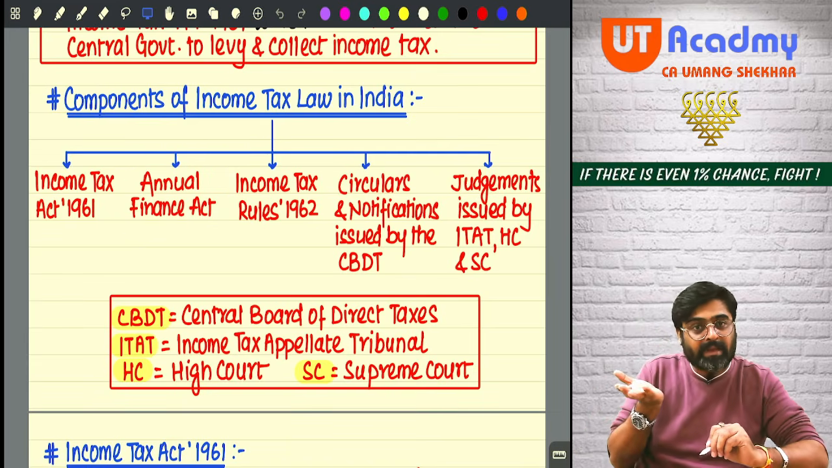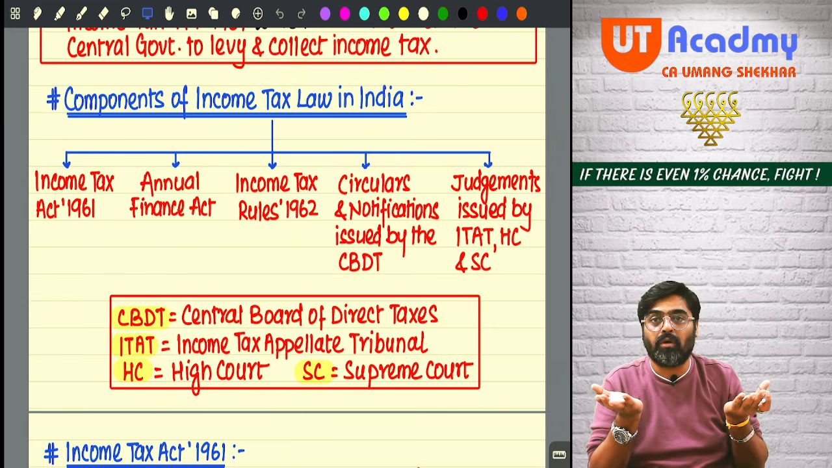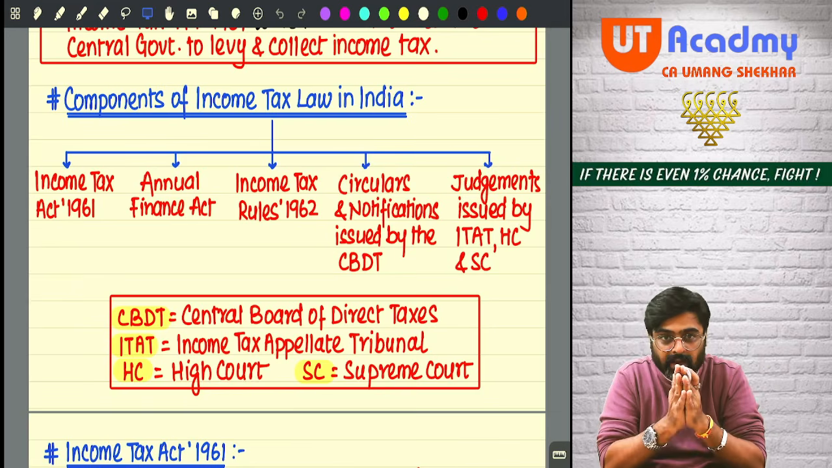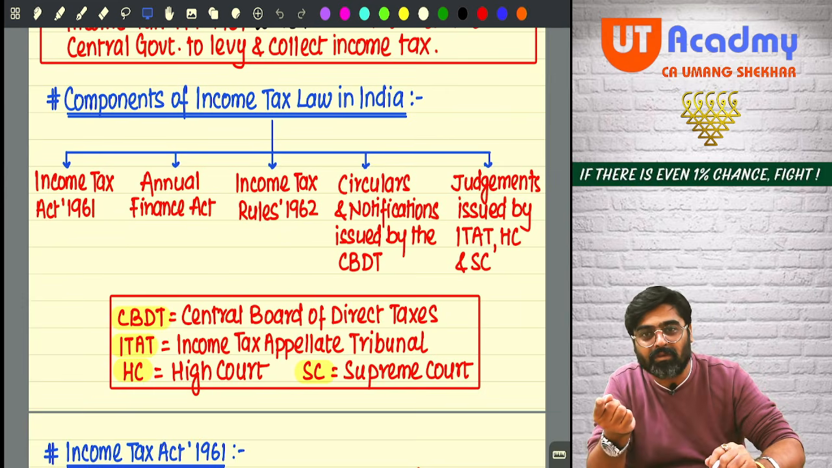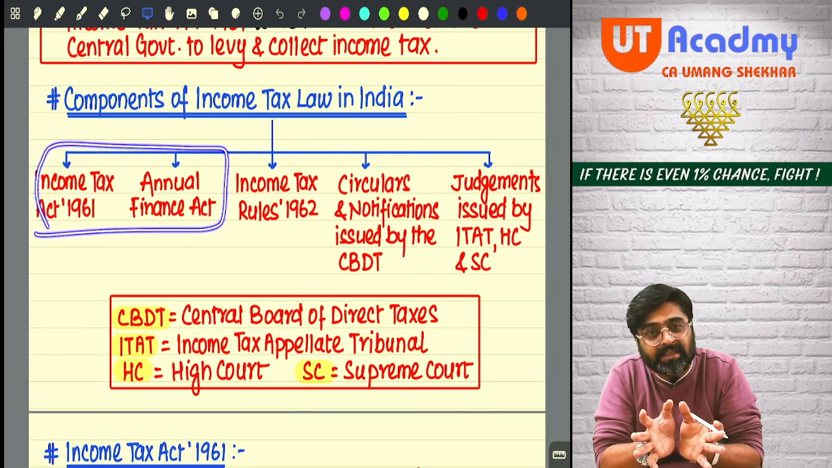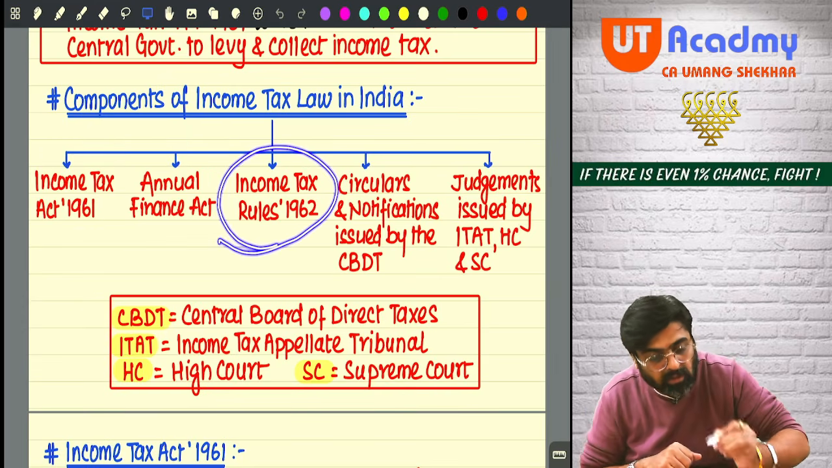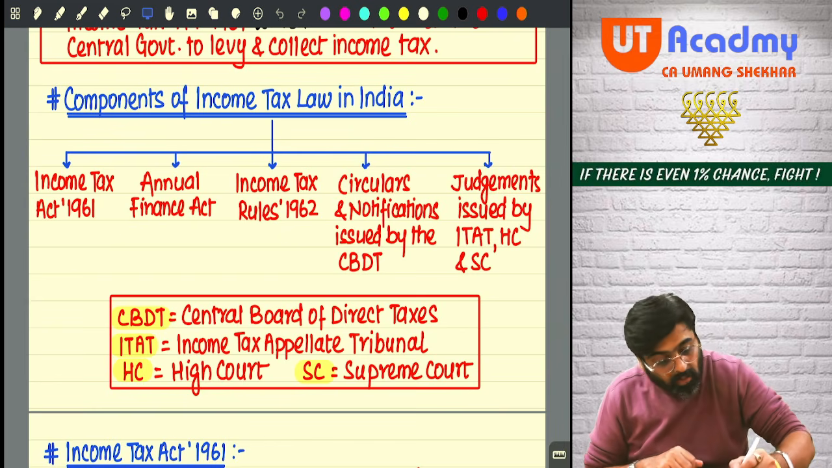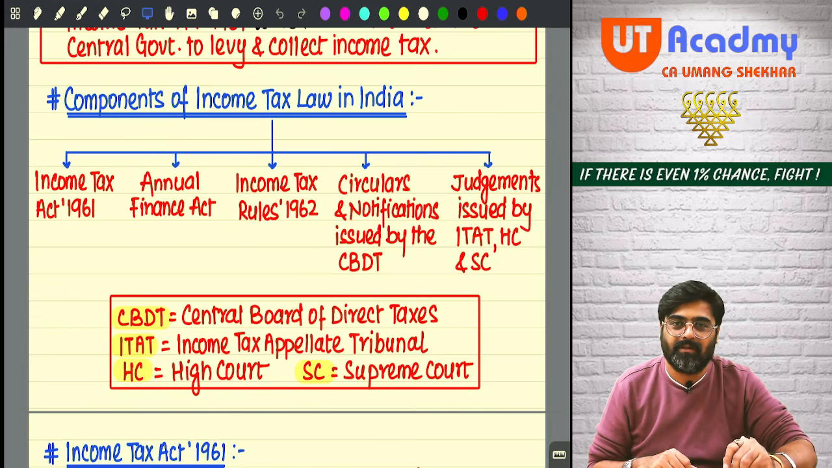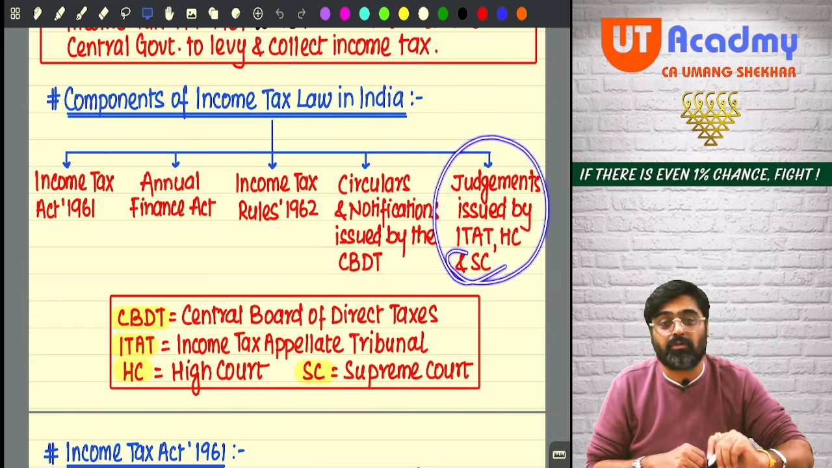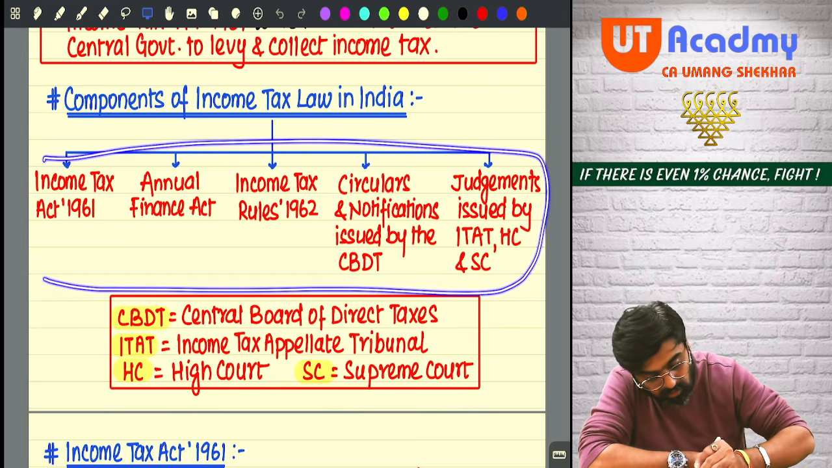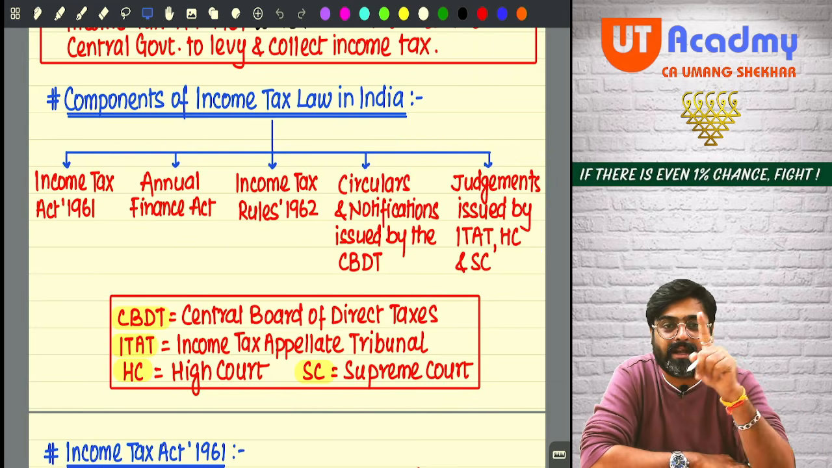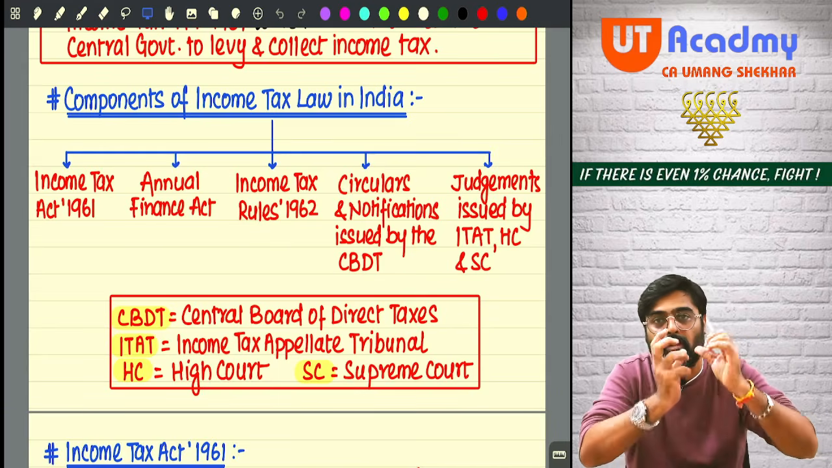So along with the Income Tax Act, you are supposed to study the latest changes, so that you are learning the latest Income Tax Act. But sometimes along with the latest Income Tax Act, you are supposed to study the income tax rules also, notifications and circulars also, and court judgments also on income tax matters. If you learn all these things together, only then can you say that you are learning income tax law in India, because all these things are treated as components of income tax law in India.